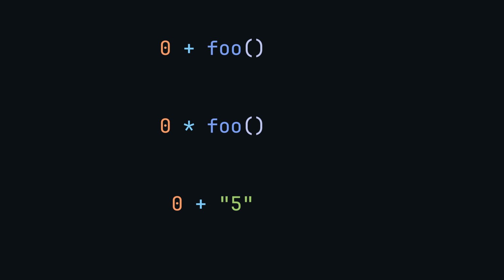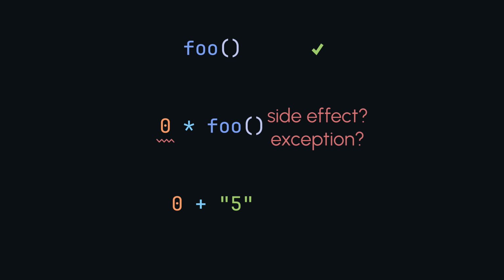Take 0 + foo. That is fine, it's equivalent to foo. But 0 * foo? You'd think that's just 0, except foo might have a side effect or throw an exception, and then just 0 behaves very differently from the original program. And even with the other example we need to be careful, because 0 + foo can trigger an implicit typecast depending on the language specification. Same thing with a - a.